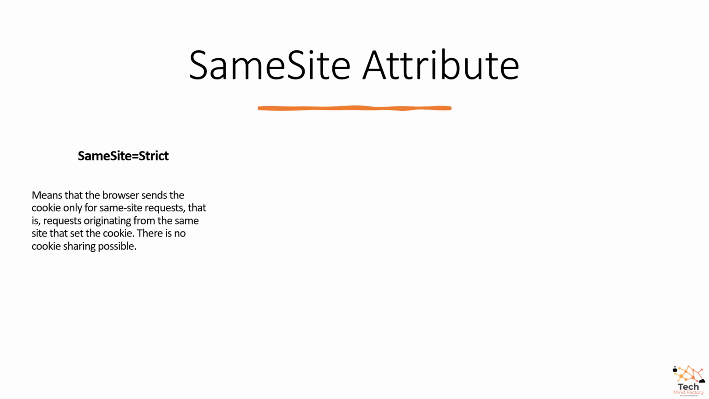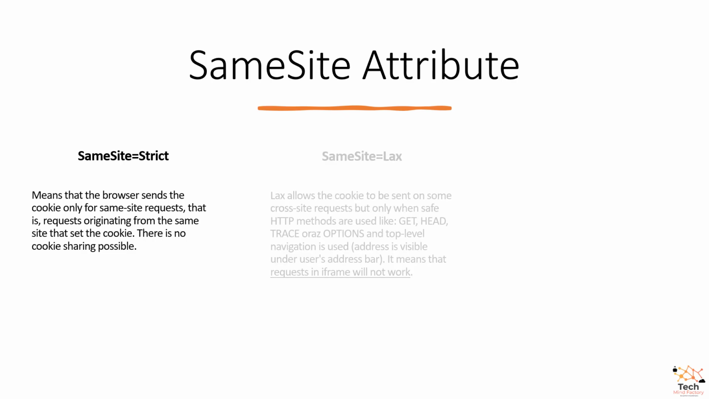So let's start with same-site strict. It means that the browser sends the cookie only for same-site requests, that is, requests originating from the same site that set the cookie. There is no cookie sharing possible. So it means that if the domain of the cookie doesn't match the URL displayed in the bar in the browser, the cookie will not be sent.